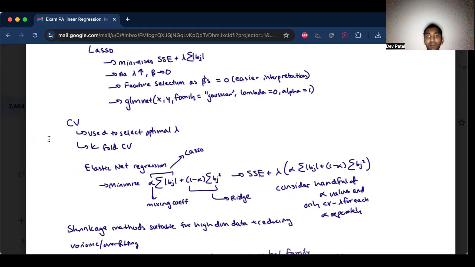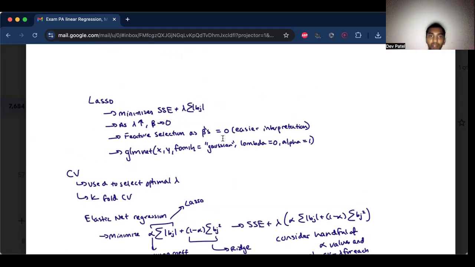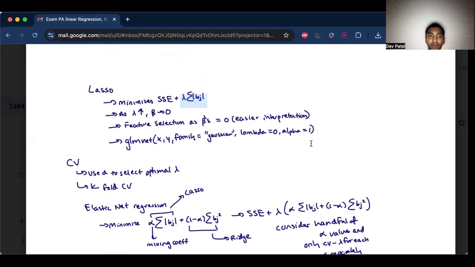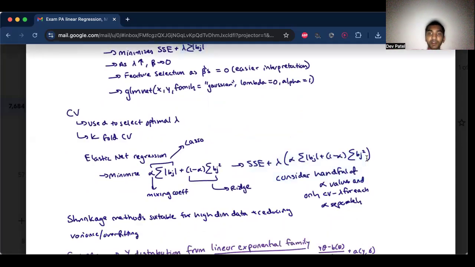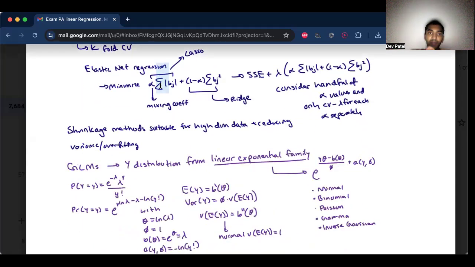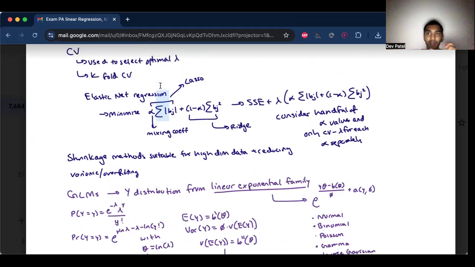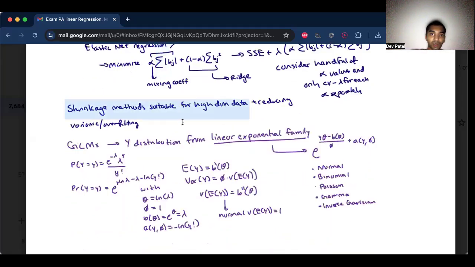And elastic net regression is a combination of ridge and lasso, where we have a lambda and specific weights for how much weight we want to give to the lasso and ridge penalty parameters. So you can see that here. This is sort of the mixing coefficient, how much weight we want to give to each.